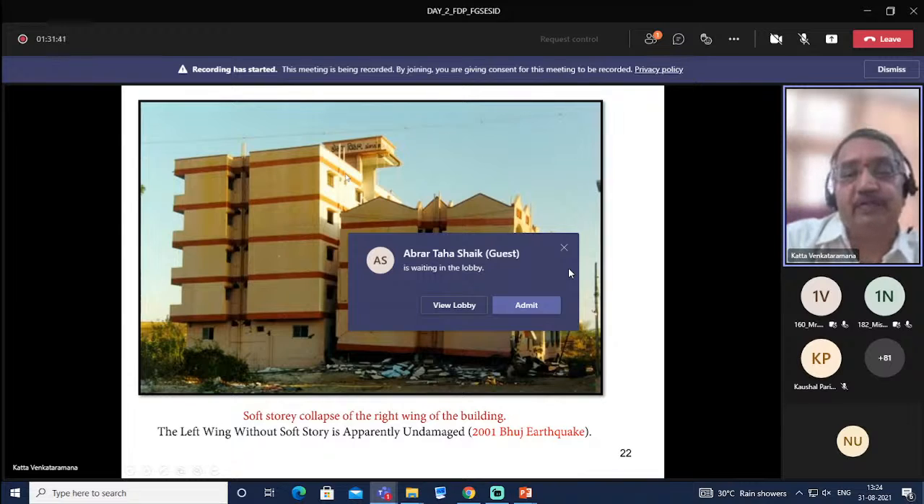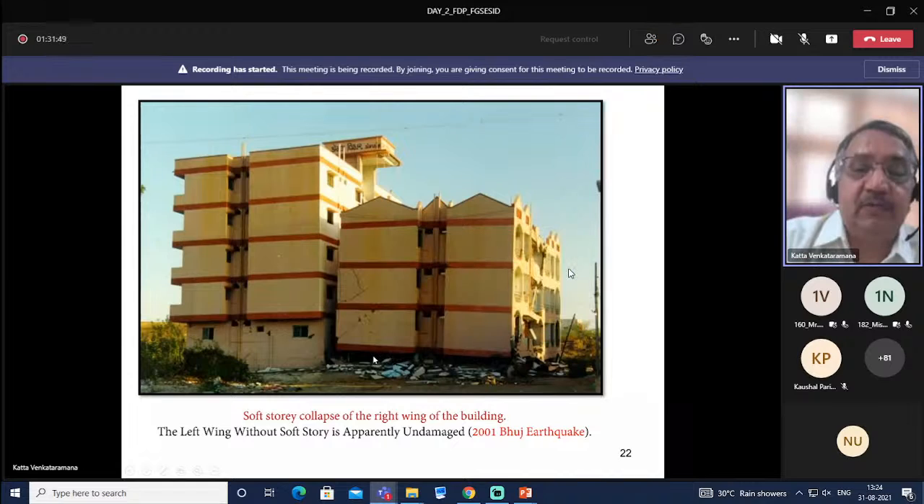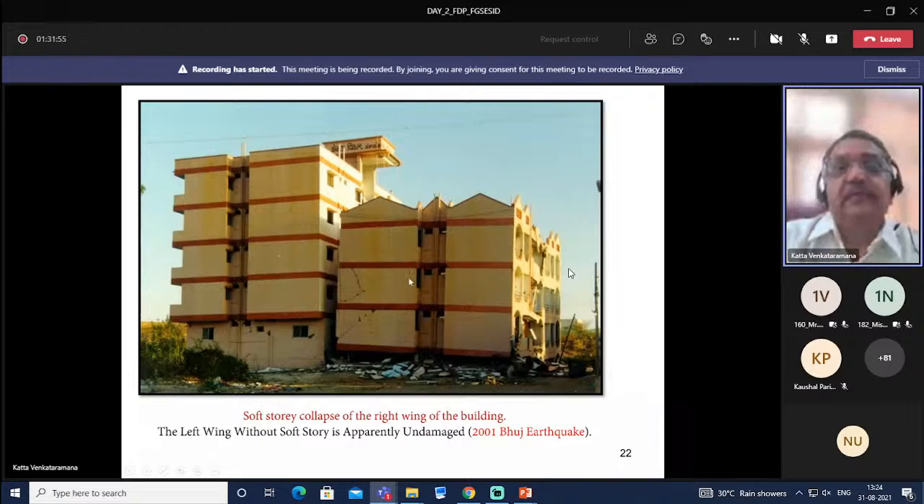However, in the ground story, you had an opening for parking or some other purpose. So this ground story has collapsed because of low stiffness. Such a failure we call soft story failure. So you can see the water tank columns here. The left wing without a soft story is apparently undamaged. So here you can see the wall.